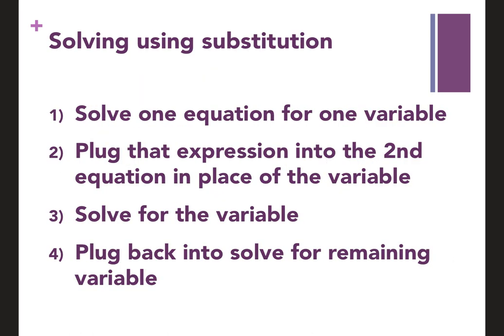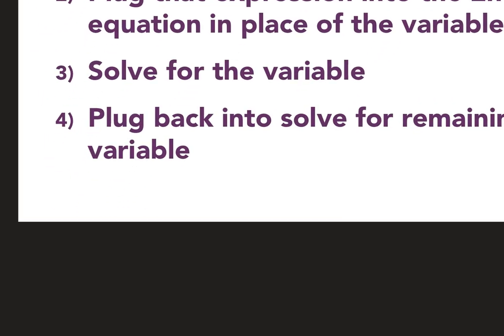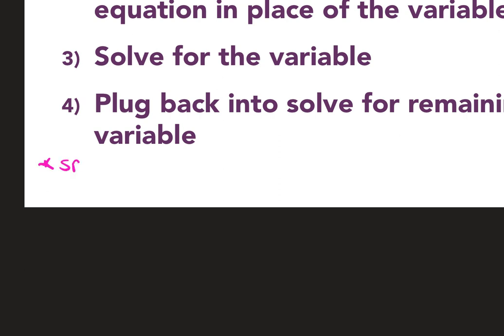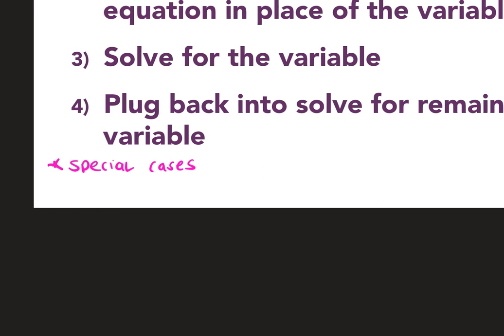If we're solving using substitution, then we're going to solve one equation for one of the variables. We're going to plug that expression into the second equation in place of the variable, solve for the remaining variable, and then plug it back into the original. There are 2 special cases here, and in both cases, both variables cancel out.